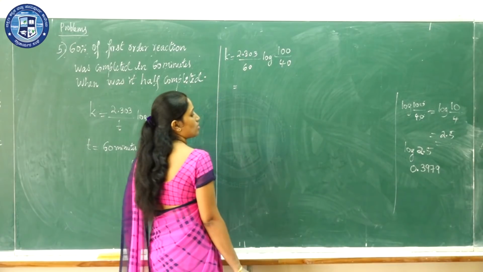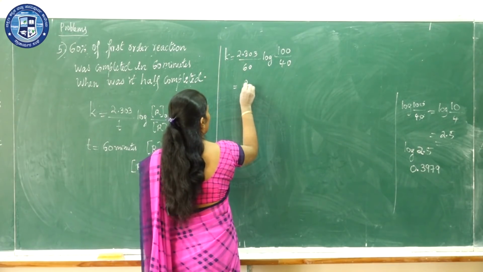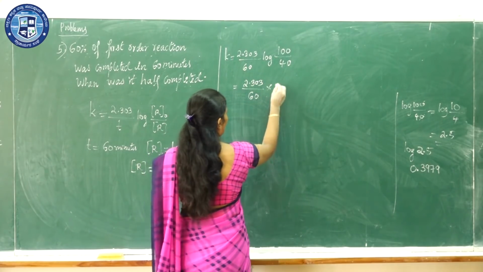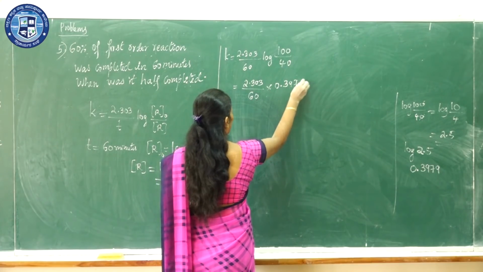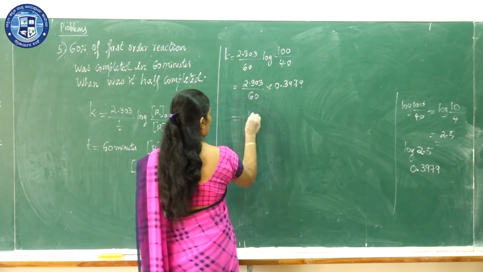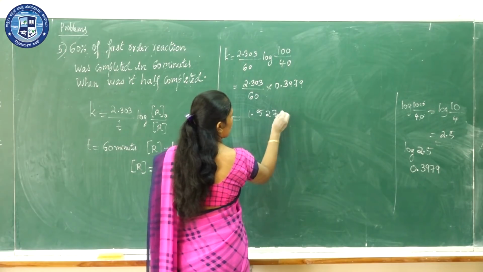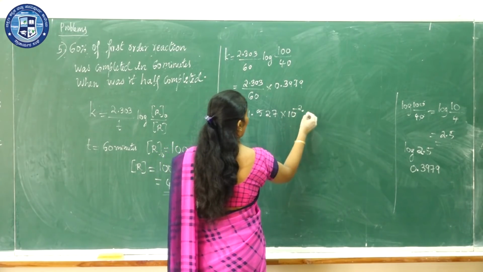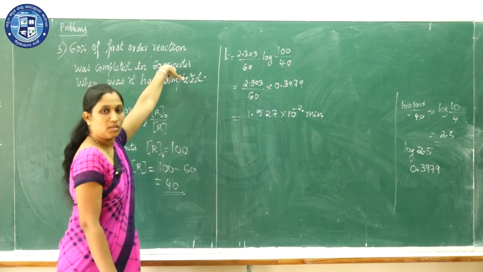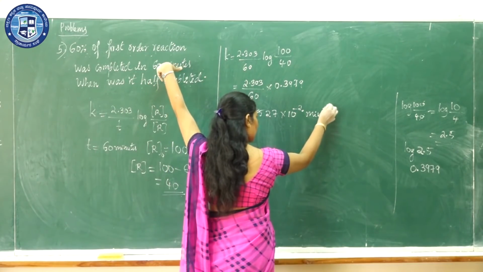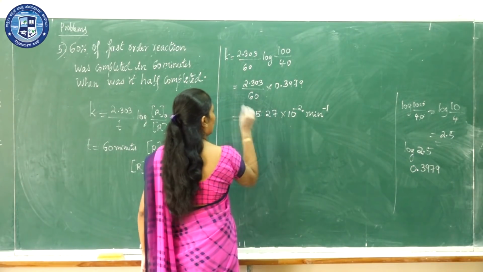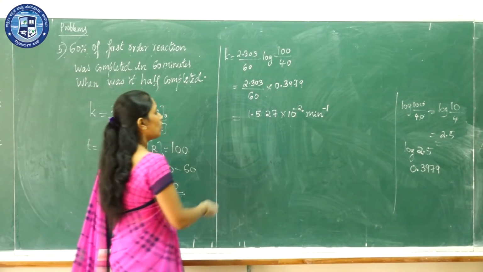So log 2.5 is 0.3979. I will be substituting it here: 2.303 divided by 60 into 0.3979. You can simplify this, and the answer comes out to be 1.527 into 10 to the power of minus 2 per minute. I am taking minutes here, since it is given in minutes. So what is the unit? Inverse minutes. This is the value of K.